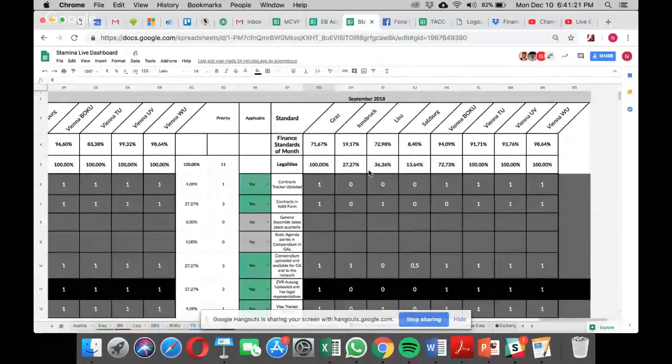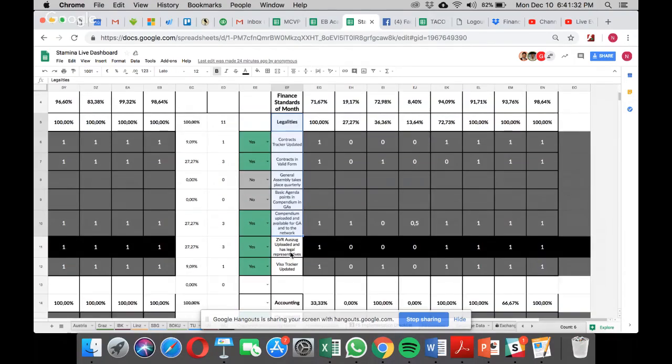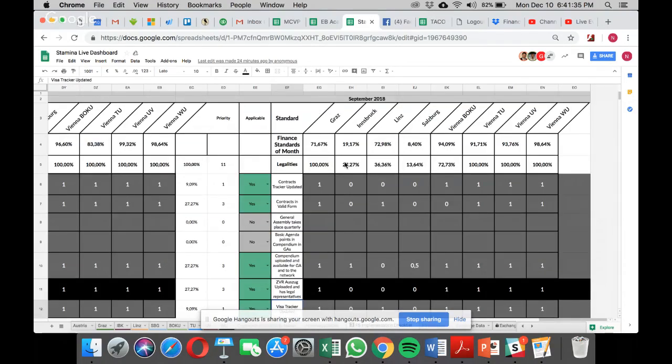So for the finance standards checklist, I'm just going to show you an example of September because it's filled in. Now don't look at the line which explains what the tasks are, because the tasks have changed a little bit. I will just quickly show you how it works.